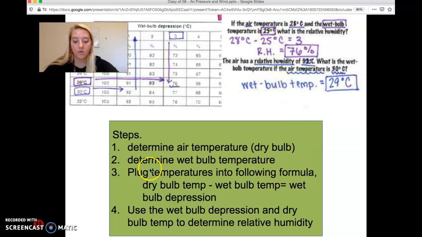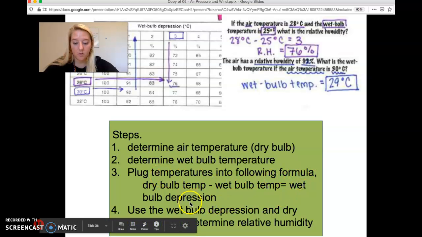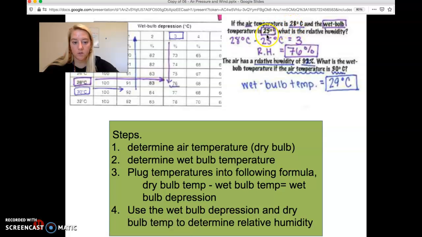Fantastic. Now I've got a little bit of math to do. It's subtraction, so this shouldn't be hard for us. You're going to plug the temperatures into the following formula. Our formula for our wet bulb depression is dry bulb temperature minus wet bulb temperature. So for example, my dry bulb temperature here is 28 and my wet bulb temperature is 25.